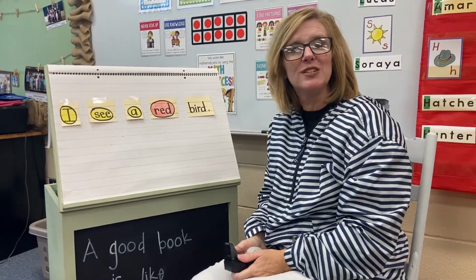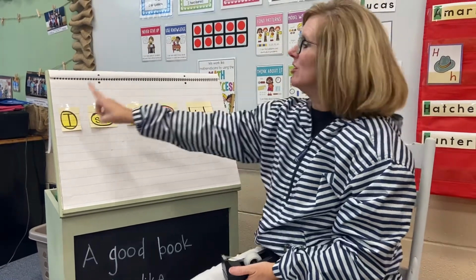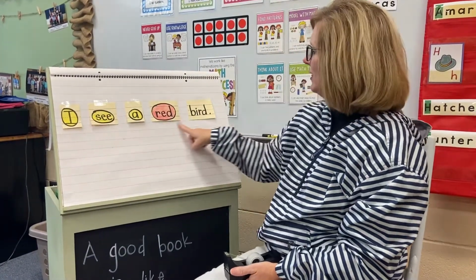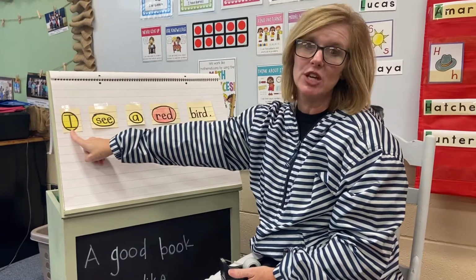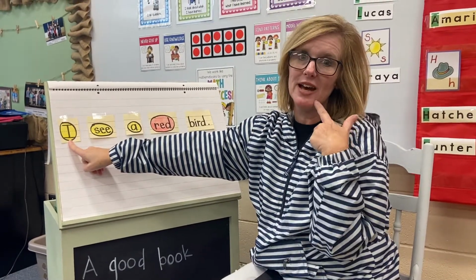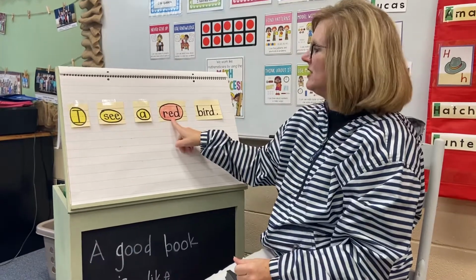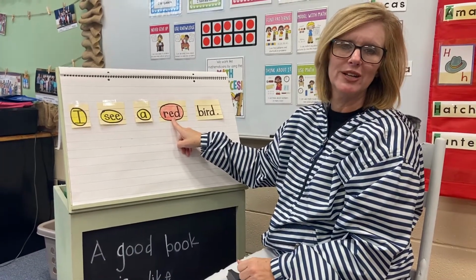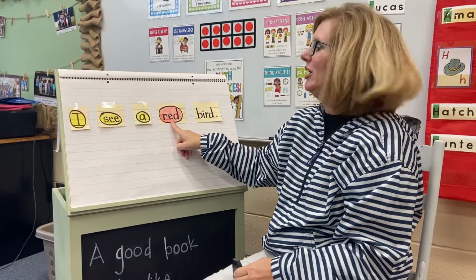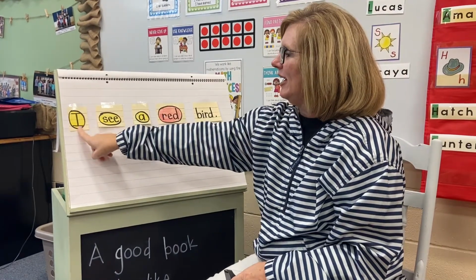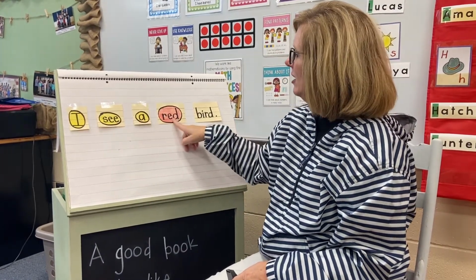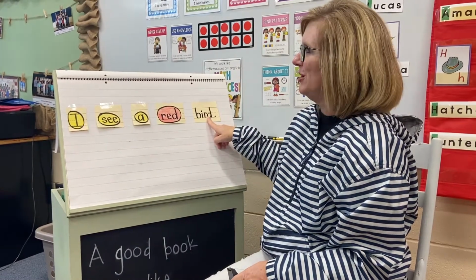Now we've got our sentence back in order, and we can go back to the beginning and read the whole thing. Now remember, when my finger touches I, my mouth says I. When my finger touches see, my mouth says see. What is my mouth going to say when I touch this word? Red. Very good. All right, let's go back. I see a red bird.